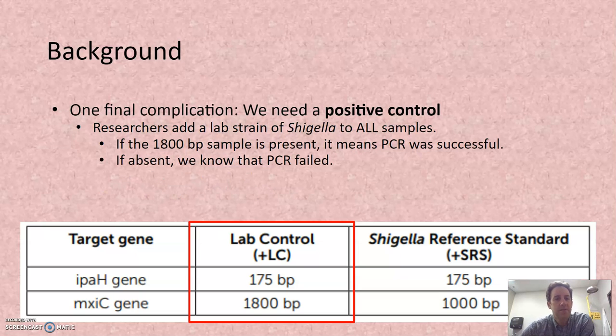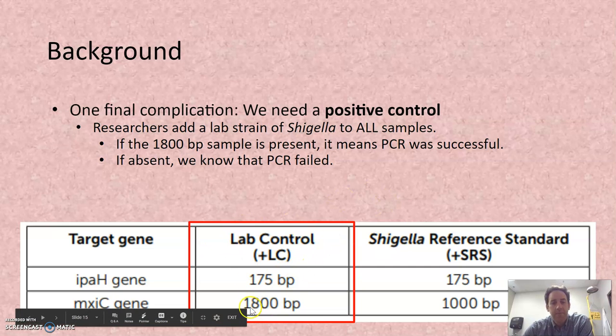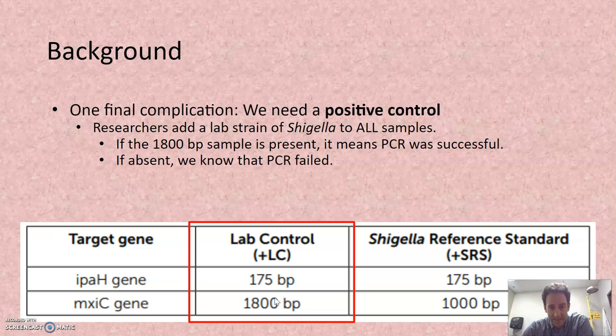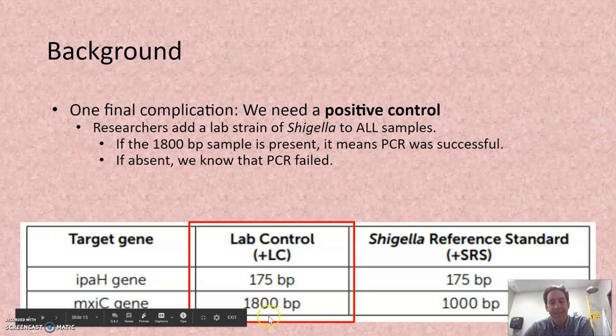And so what happened is researchers added a lab strain of Shigella to all the samples prior to testing. And that lab control sample had this extra 1,800 base pair fragment. So they're literally adding this into each sample before testing. Because we're adding it and looking for it later, we call it a positive control. A negative control is where you don't give something a particular treatment. A positive control is where you add something in and look for it later. So we're basically adding this 1,800 base pair fragment and looking for it later.